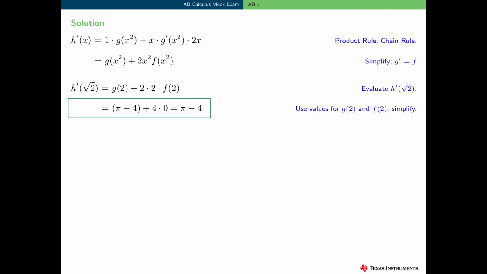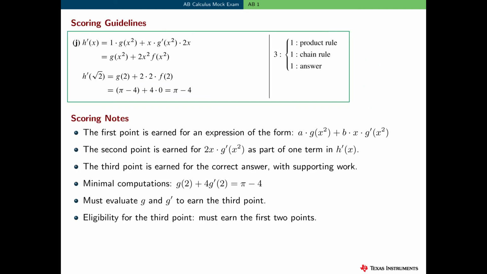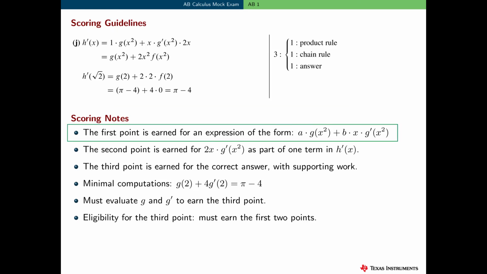Note again that students do not need to simplify a final numerical answer. This problem was worth 3 points: 1 point for correct use of the product rule, 1 point for correct use of the chain rule, and 1 point for the final answer. Here are a few interpretations of these scoring guidelines.